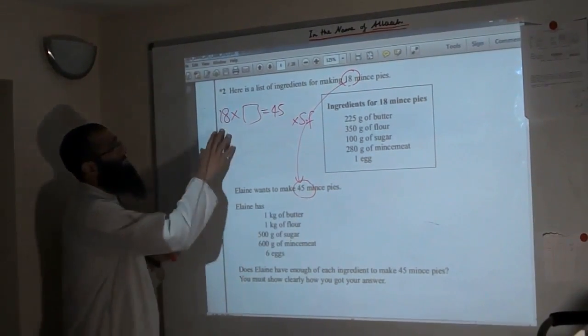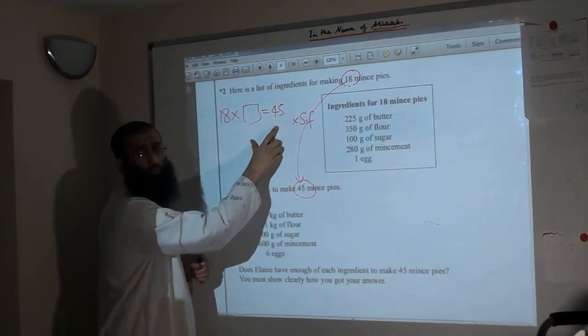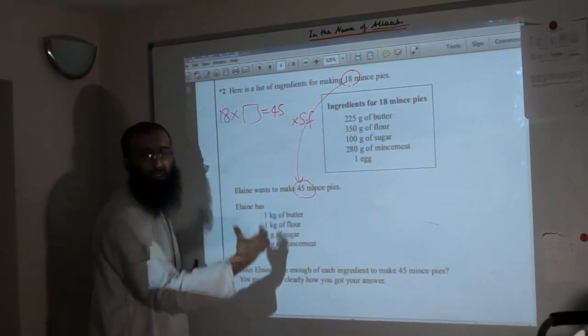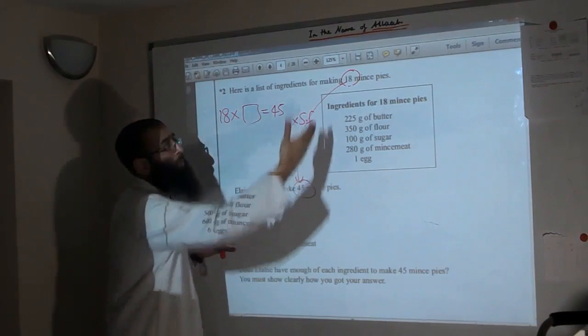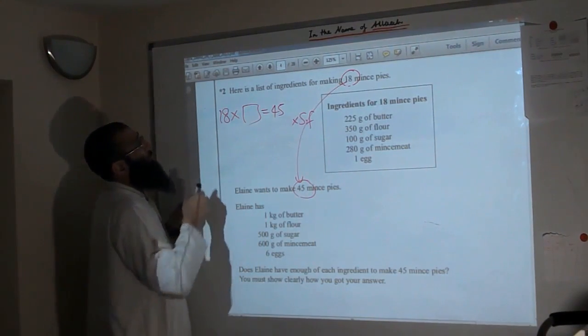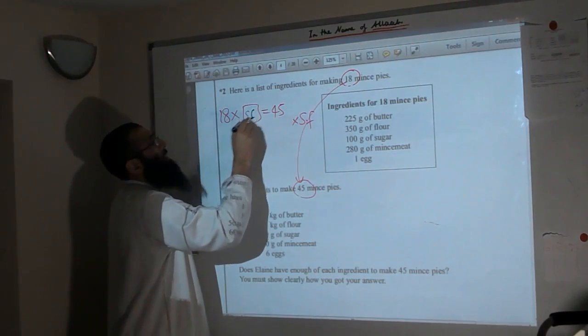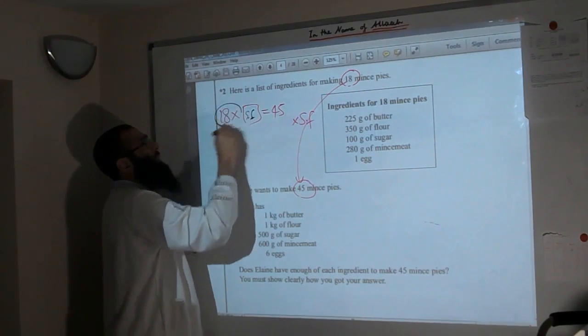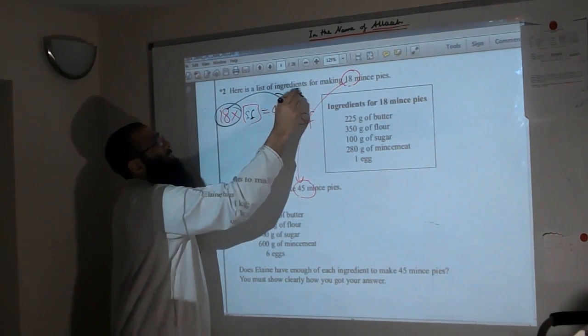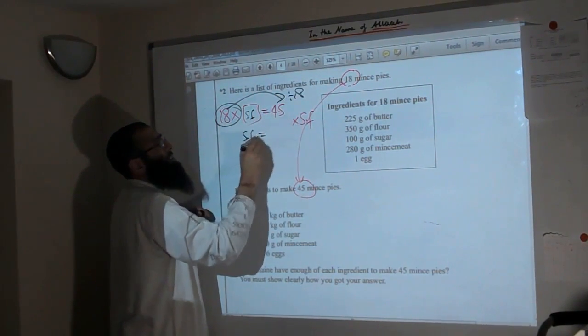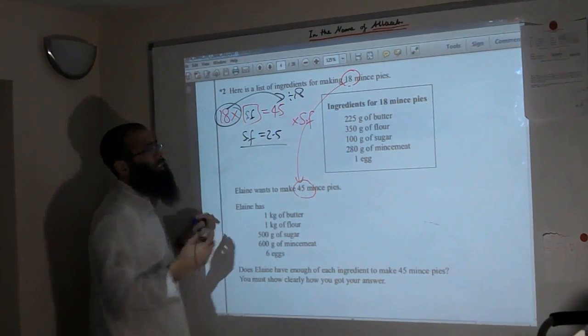So 18 times a number gives us 45. This is our multiplier, our scale factor: how many times more people we can have than 18? 2.5. So if you want to work out the scale factor, the opposite of times by 18 is divide by 18. So the scale factor is equal to 2.5. That's one way of looking at it.